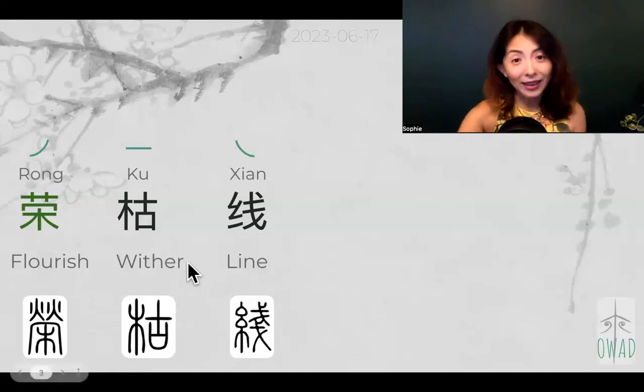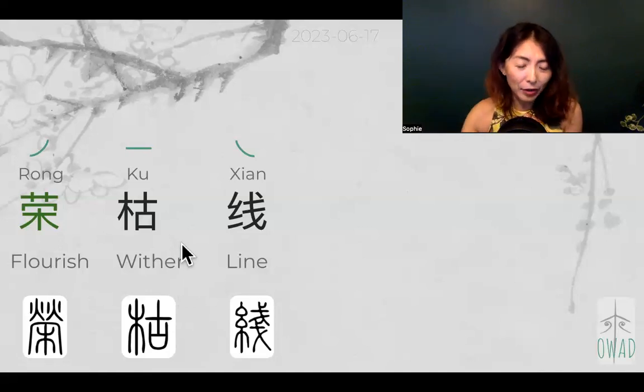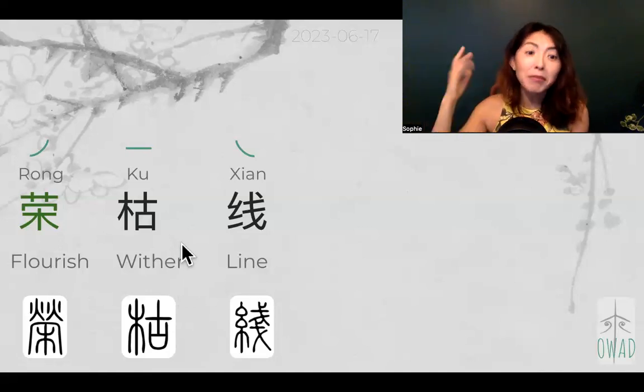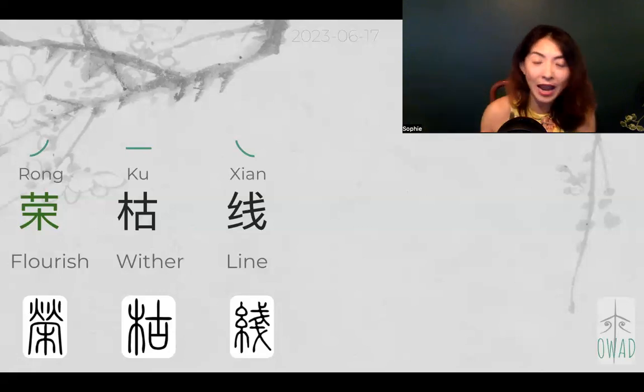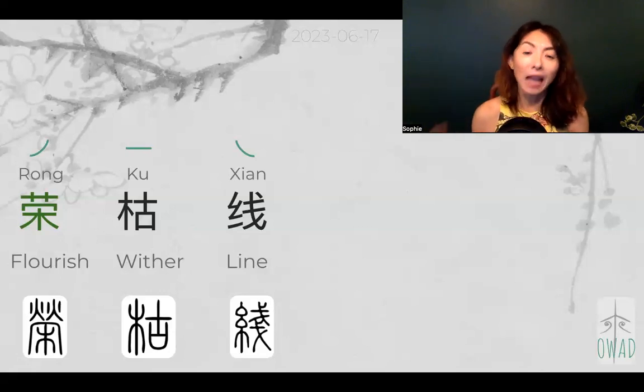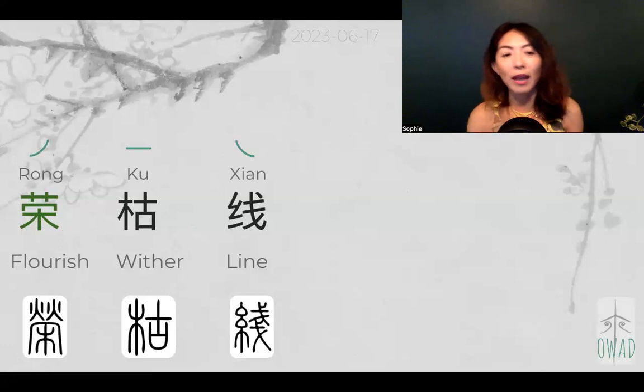Okay, so tree. Now, because we are the inheritors of the language after generations of misunderstanding of this concept, we inherit this misunderstanding. In contemporary Chinese, it means wither. It means a dying tree after 10 generations of human lifespan.